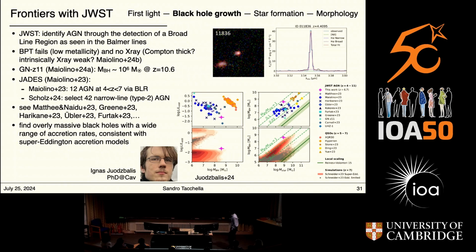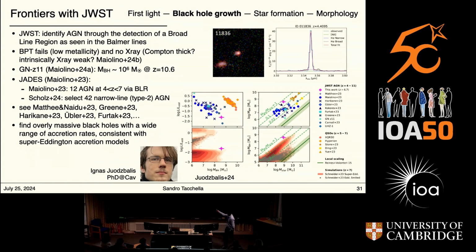And all of these basically show that we see a lot of activity in AGN around redshifts of about 4 to 7. And these black holes are actually very massive. So when you look at the black hole mass, stellar mass relation, and this is work done by Ignas here, as a student at the Cavendish, you can see that these black holes typically lie above the local stellar to black hole mass relation. So for a given stellar mass, the black holes are basically overly massive and lie above this relation.